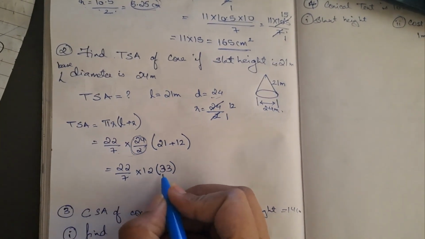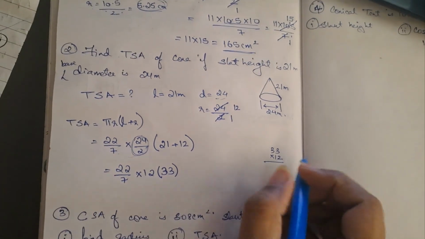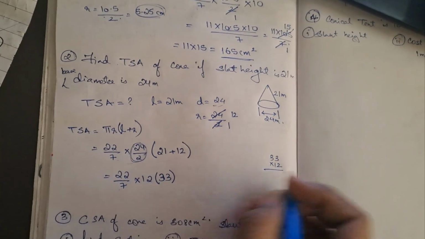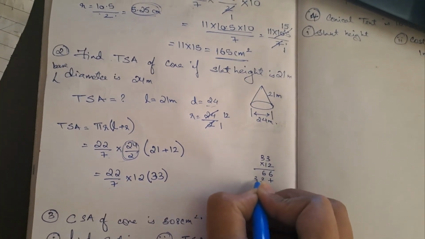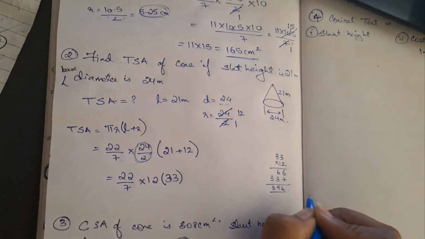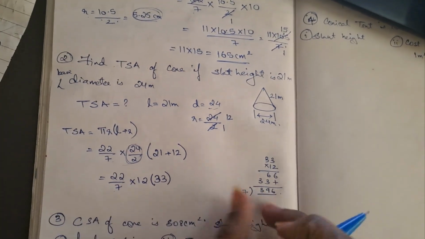Okay, so it becomes like this. Now I need to multiply 33 times 12. I'll do it this way, because 7 times 12 I cannot do, 7 times 33 I cannot do. So 2 3s are 6, 2 3s are 6 plus 3 and 3, that becomes 396. 396 is the answer. Now I'm going to divide this by 7 here itself because I have to do it.